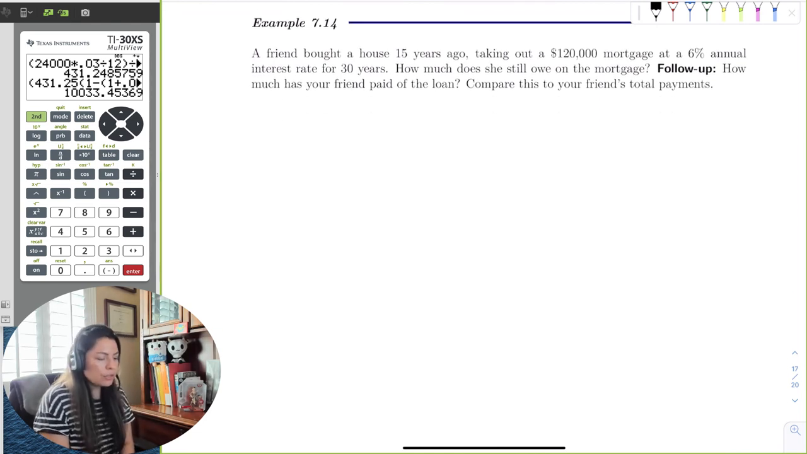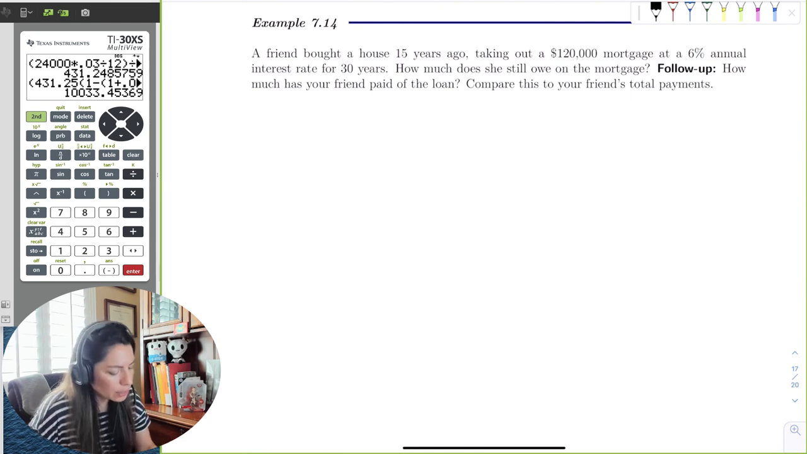A friend of yours bought a house 15 years ago, taking out a $120,000 mortgage at 6% annual interest for 30 years. How much does she still owe on the mortgage? There are some follow-up questions too. How much has your friend paid of the loan? And compare this to your friend's total payments.